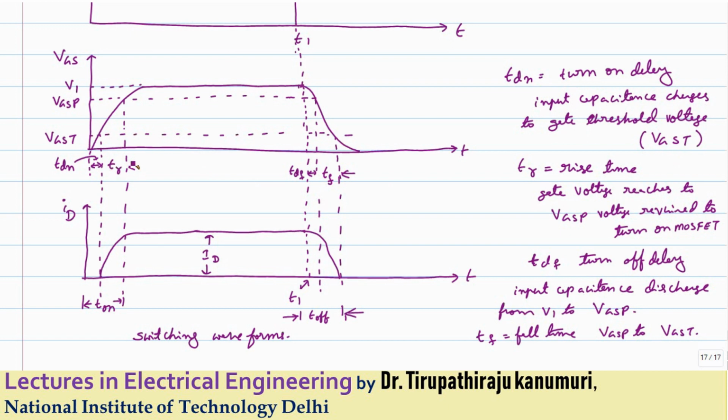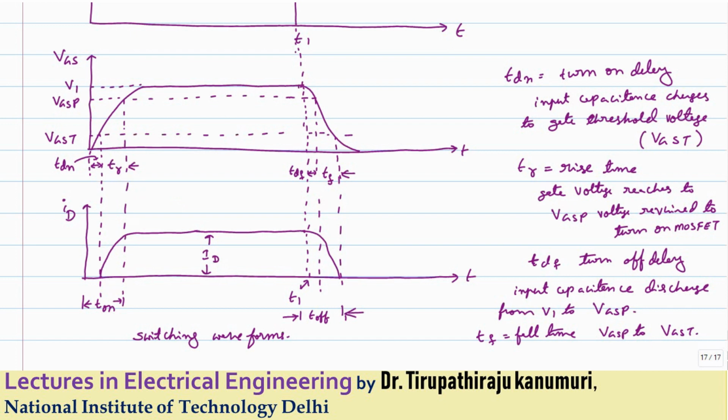Then this TR is called the rise time. It is the time for the gate voltage to reach from VGST to the voltage required to turn on the MOSFET completely. That means until the MOSFET reaches its peak value of the drain current, that corresponding voltage is called VGSP, and the time taken between these two, that means from current 0 to current maximum, is called the rise time.